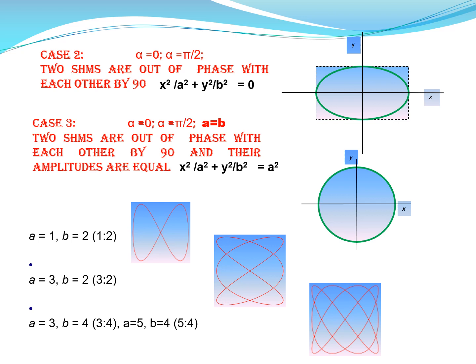Now when the two simple harmonic motions are out of phase with each other by 90 degrees and their amplitudes A and B are equal, it is a circular motion. Whereas when they take up different ratios, that is A is equal to 1 and B is equal to 2, or A is equal to 3, B is equal to 2, or A is equal to 3, B is equal to 4, the ratios vary and we end up with the different patterns of Lissajous figures, which we do in our laboratory.